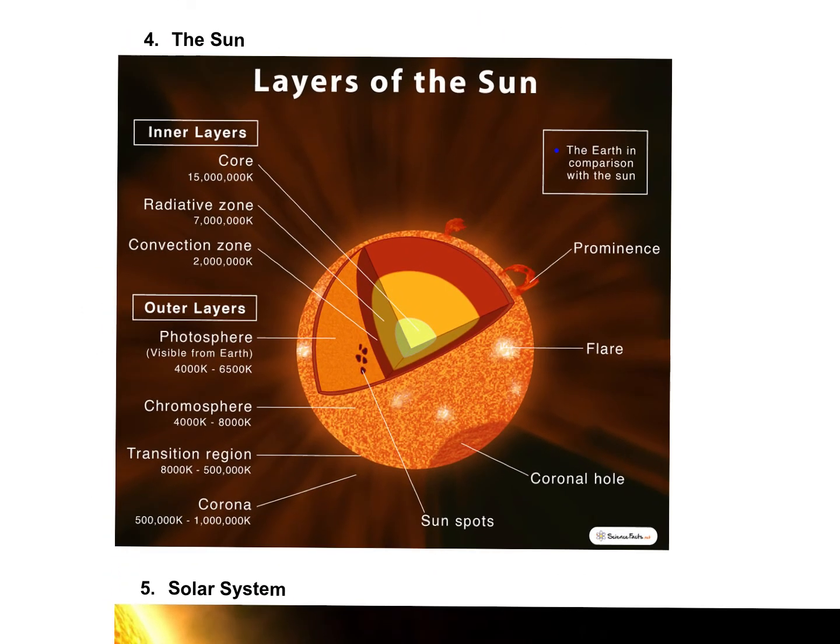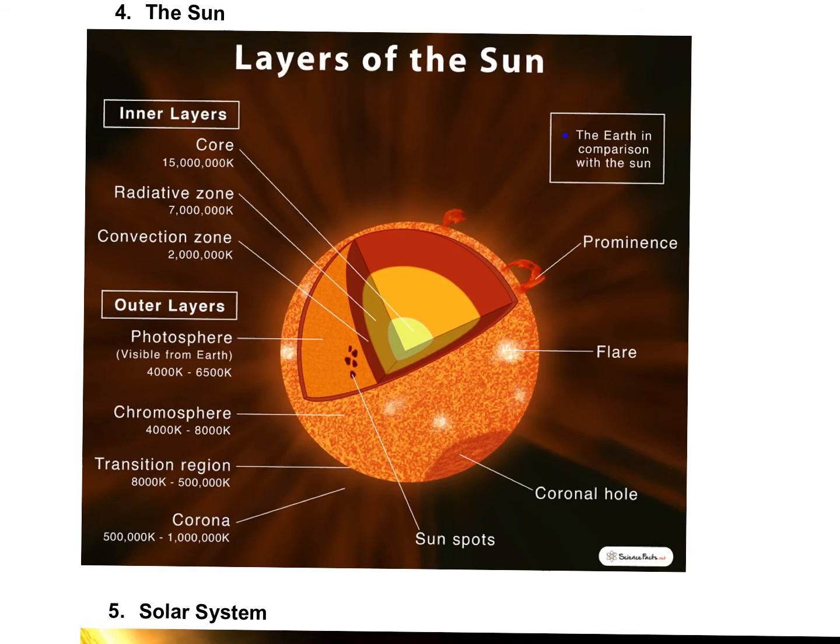Layers of the sun. Right, we just did this. All right, layers of the sun. So we not only talked about the interior, but then also the atmospheric layers, and then the special features like prominence. You see the solar flare right there, the sunspots, the cooler little portions on the photosphere.